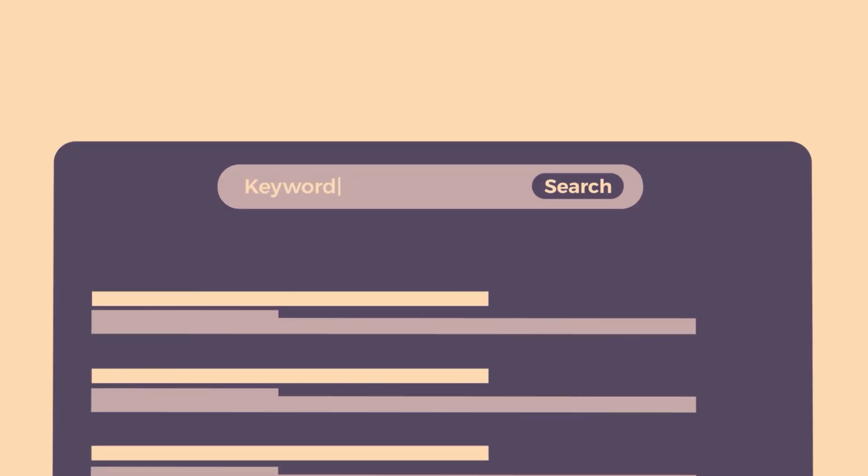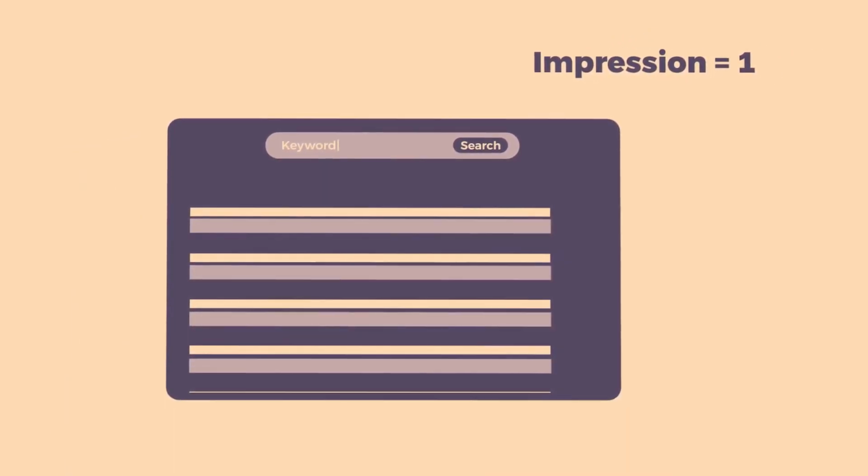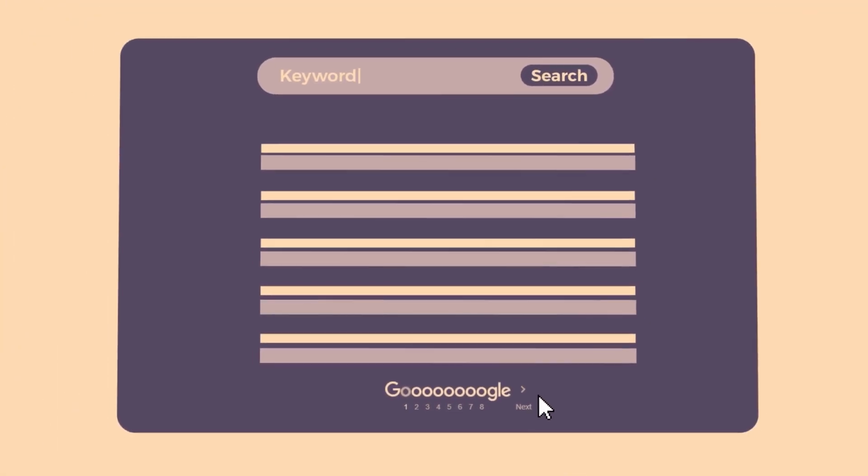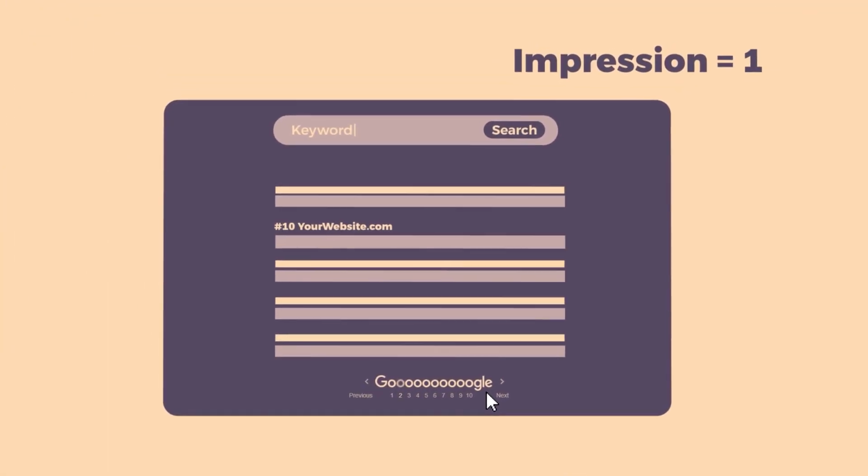So that means that if you are position 10, so you're on the first page of Google, every time someone searches that keyword, you're going to get an impression, even if they didn't scroll down to the 10th position. But the fact that they loaded a search result that included one of your pages, that counts as an impression. Now, if you're on page 2, you don't get an impression unless they actually change the page to page 2, and then they load a page or search result with your keyword on it.